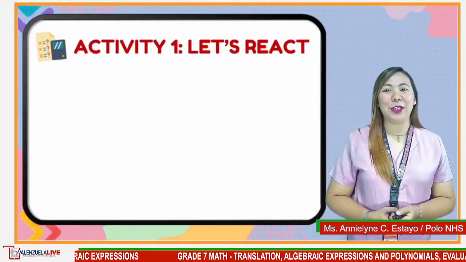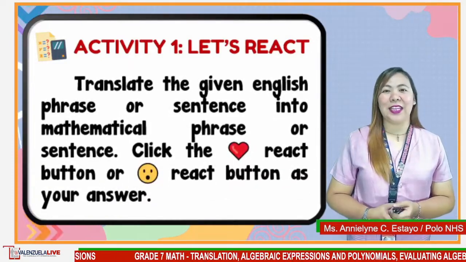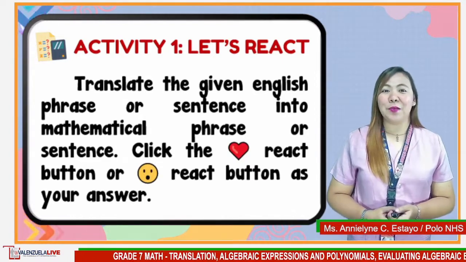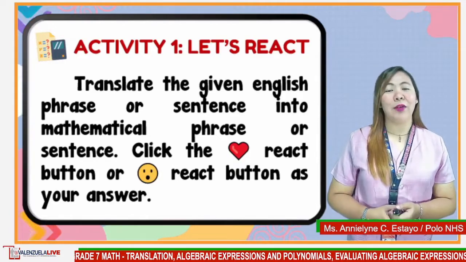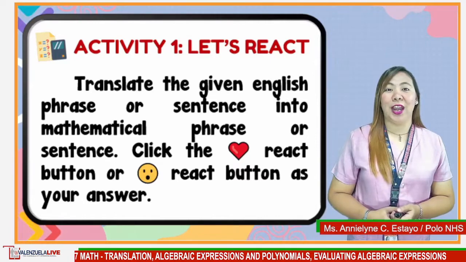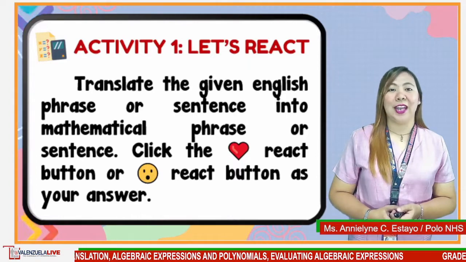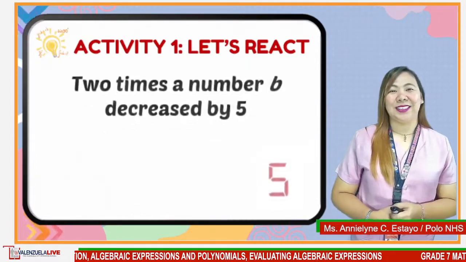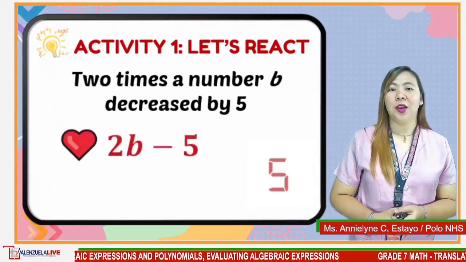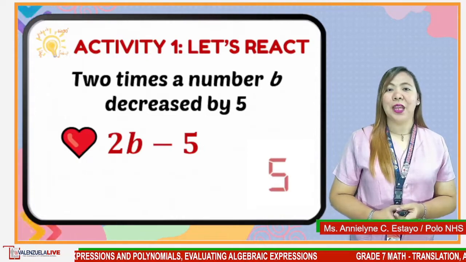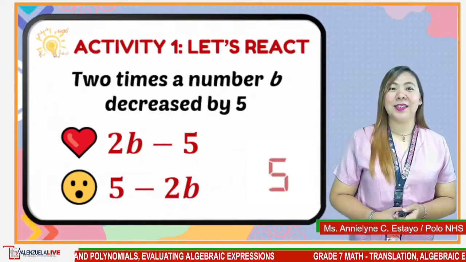Let us now have activity number 1 entitled "Let's React." We will simply translate the given English phrase or sentence into a mathematical phrase or sentence. Click the heart react button or wow react button that corresponds to your answer. Again, you will be given 5 seconds to react. Number 1: 2 times a number b increased by 5. For heart, we have 2b minus 5, and for wow, we have 5 minus 2b. Your 5 seconds starts now.